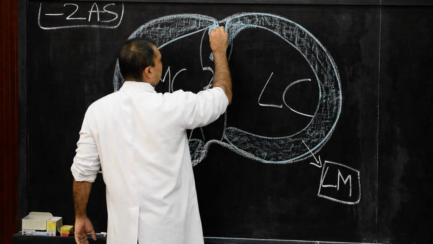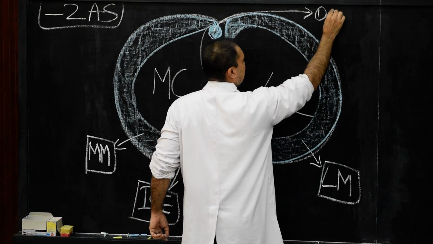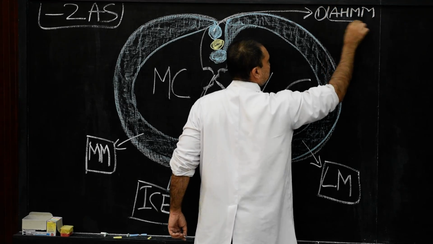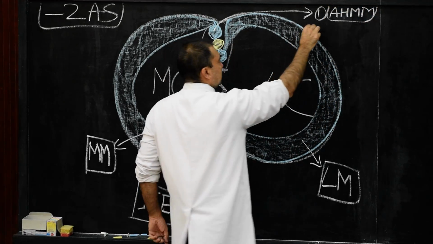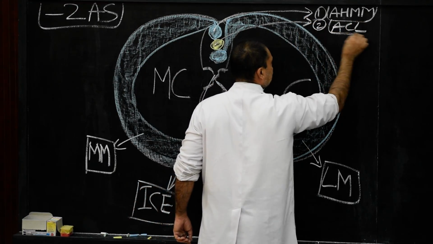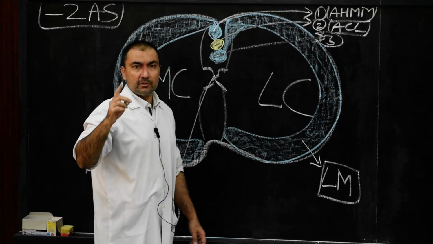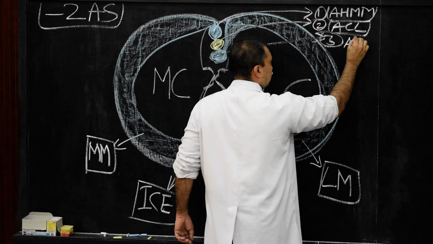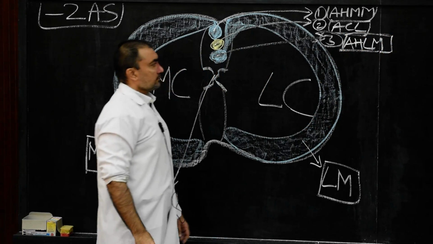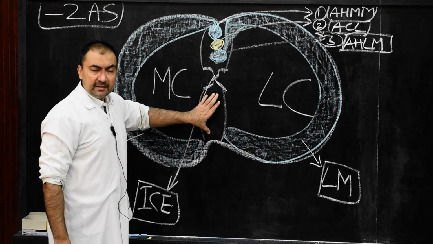So here we will mark on this side this first structure. The first structure will be the anterior horn of the medial meniscus. I hope you are seeing this. Then number 2, the second structure here, please mark it as the anterior cruciate ligament. Then number 3, the third structure over here, please mark it as the anterior horn of the lateral meniscus. These are the three structures, anterior to posterior. Similar three structures we have to mark here in the posterior intercondylar area from anterior to posterior.